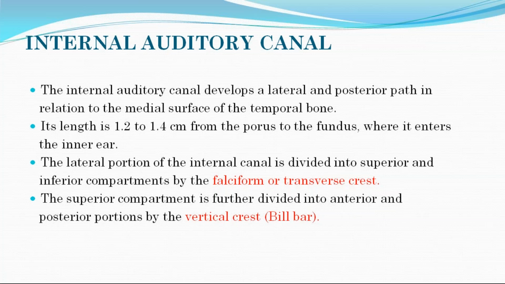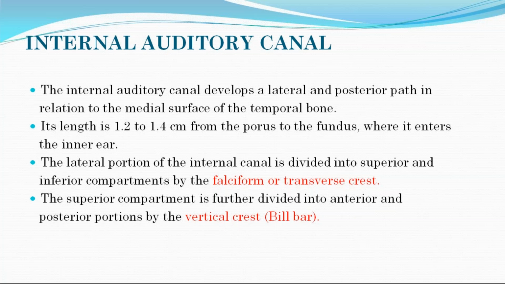The lateral portion of the internal canal is divided into superior and inferior compartments by the falciform or transverse crest. If you see, this is the canal, and there will be a crest, and this crest is called the crista falciformis or transverse crest. And the upper part of the fundus of the internal auditory canal is again vertically split by Bill's bar, the vertical crest, into two compartments, and the lower part is not divided actually.